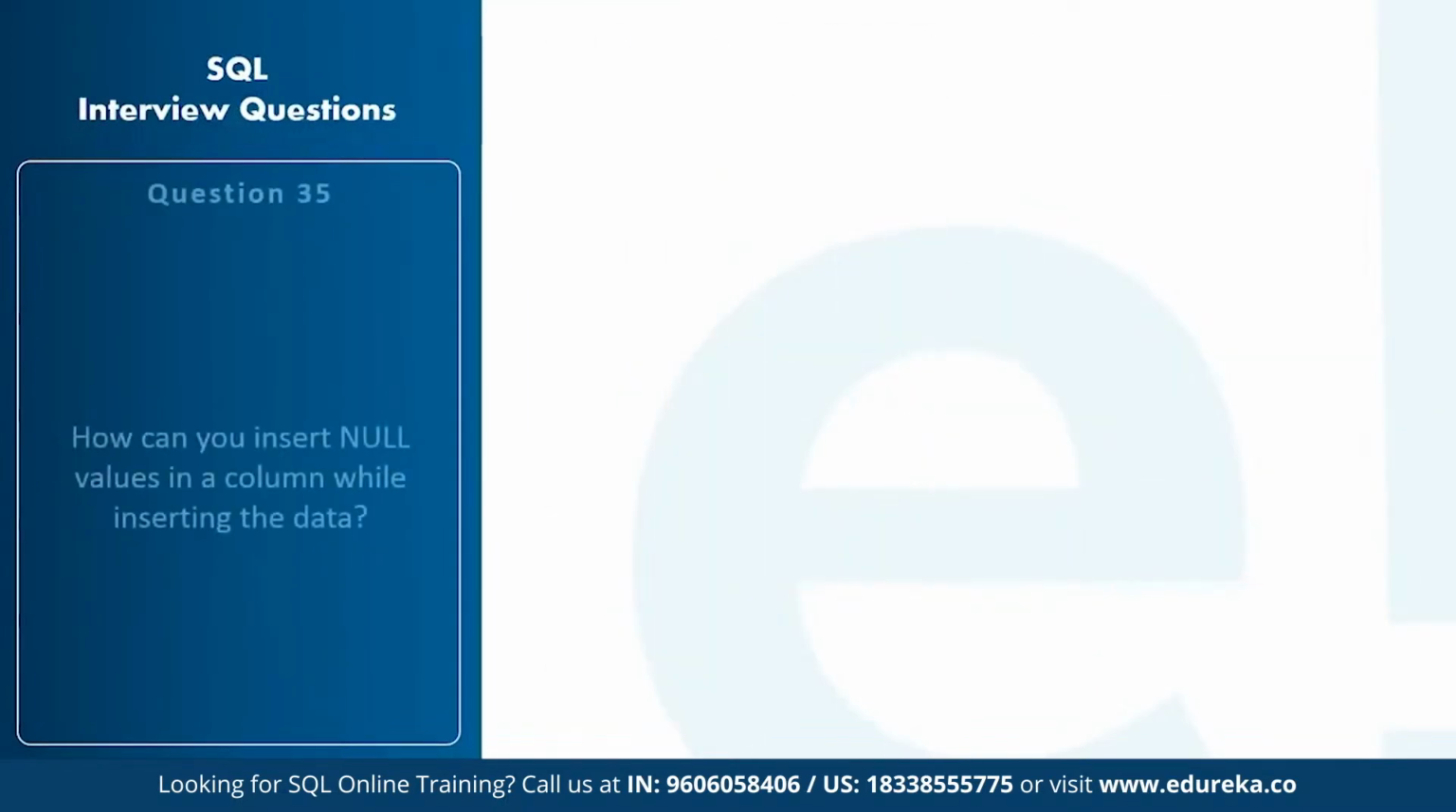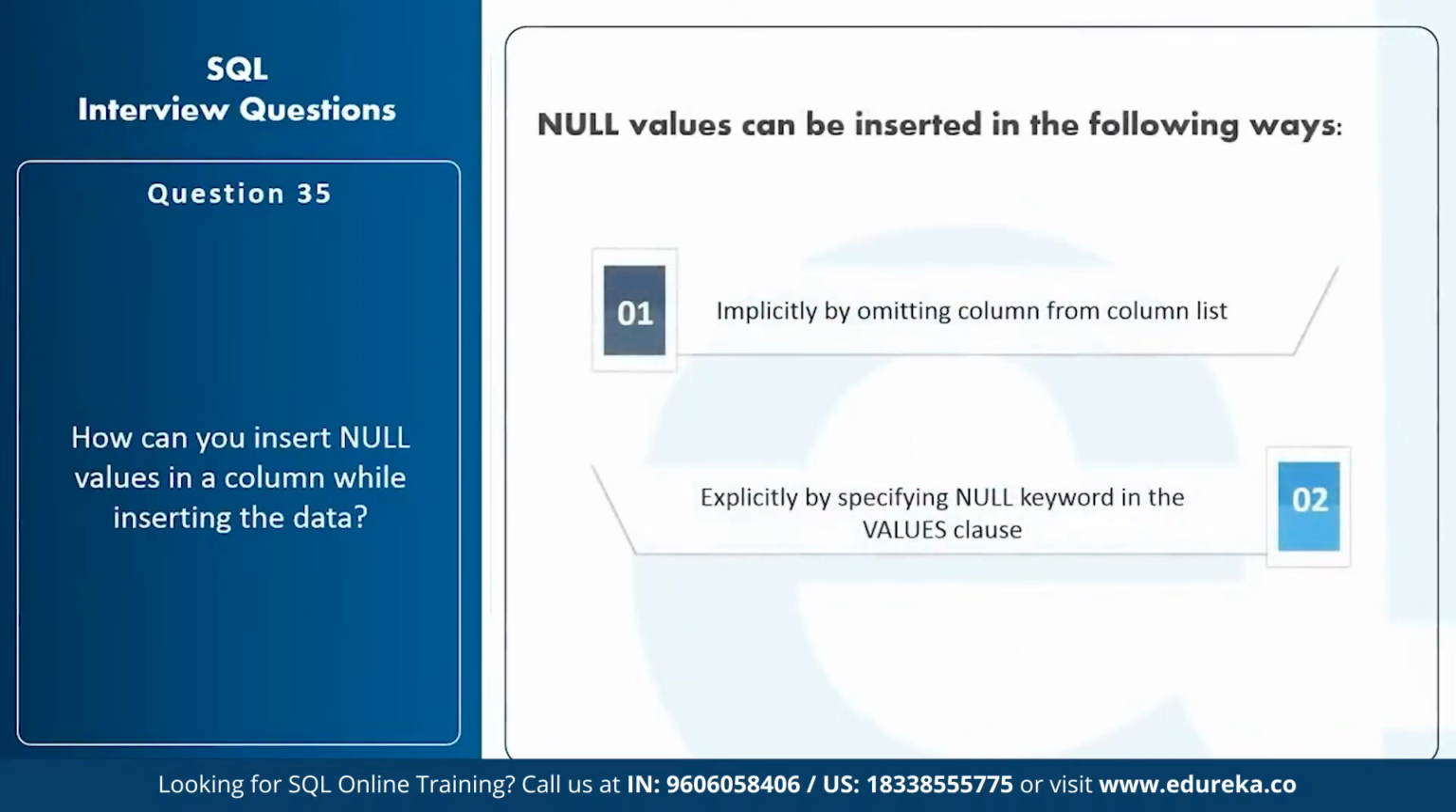Now let's move forward to our next question, that is how can you insert null values in a column while inserting data? Now to insert null values in a column while inserting the data, you mainly have two ways. That is either implicitly by omitting columns from the column list, or explicitly by specifying the null keyword in the values clause. So guys, these are the two ways through which you can insert null values in a column while inserting the data.